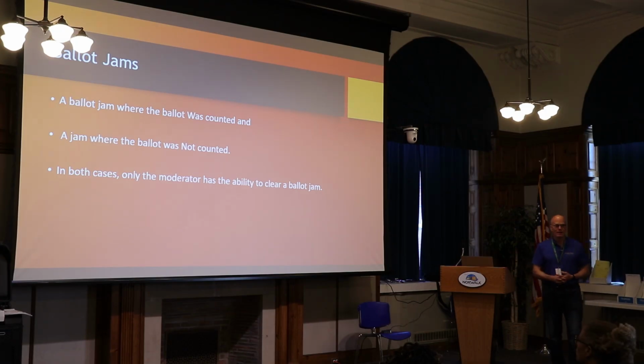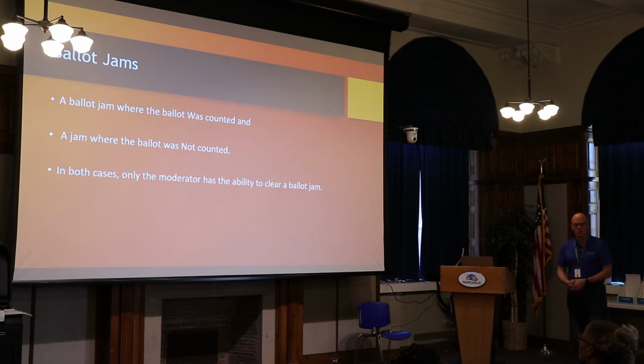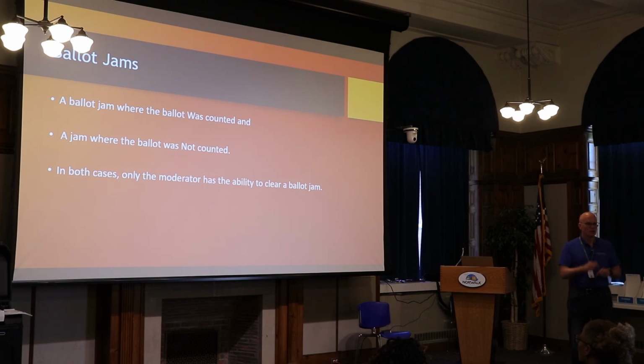Tabulator tender. If a ballot jam is detected, the point here is only the moderator can clear a ballot jam. The point to make note of as you're calling the moderator is, was the ballot counted or not? The tabulator will tell you: a ballot jam is detected, the ballot was counted; or a ballot jam was detected, the ballot was not counted. Give that information to the moderator when they're clearing the ballot jam. They have the keys, they have the training, they know how to clear the ballot jams.